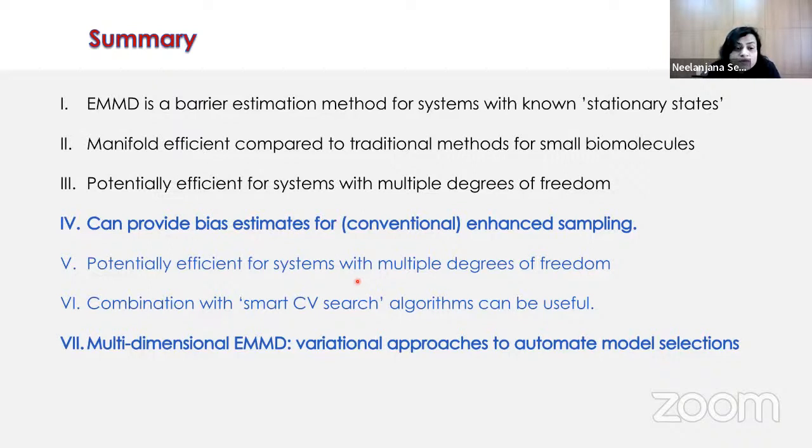And again, if we could combine it with a smart CV search, with some of the algorithms which are being presented in the RARE conference, that is something that we are looking forward to. If we could combine EMMD with other efficient CV search methods, that could give us something which will take this entire method forward. And we are also looking at extending EMMD to multiple dimensions. We could use variational approaches to automate model selection for more complex systems.